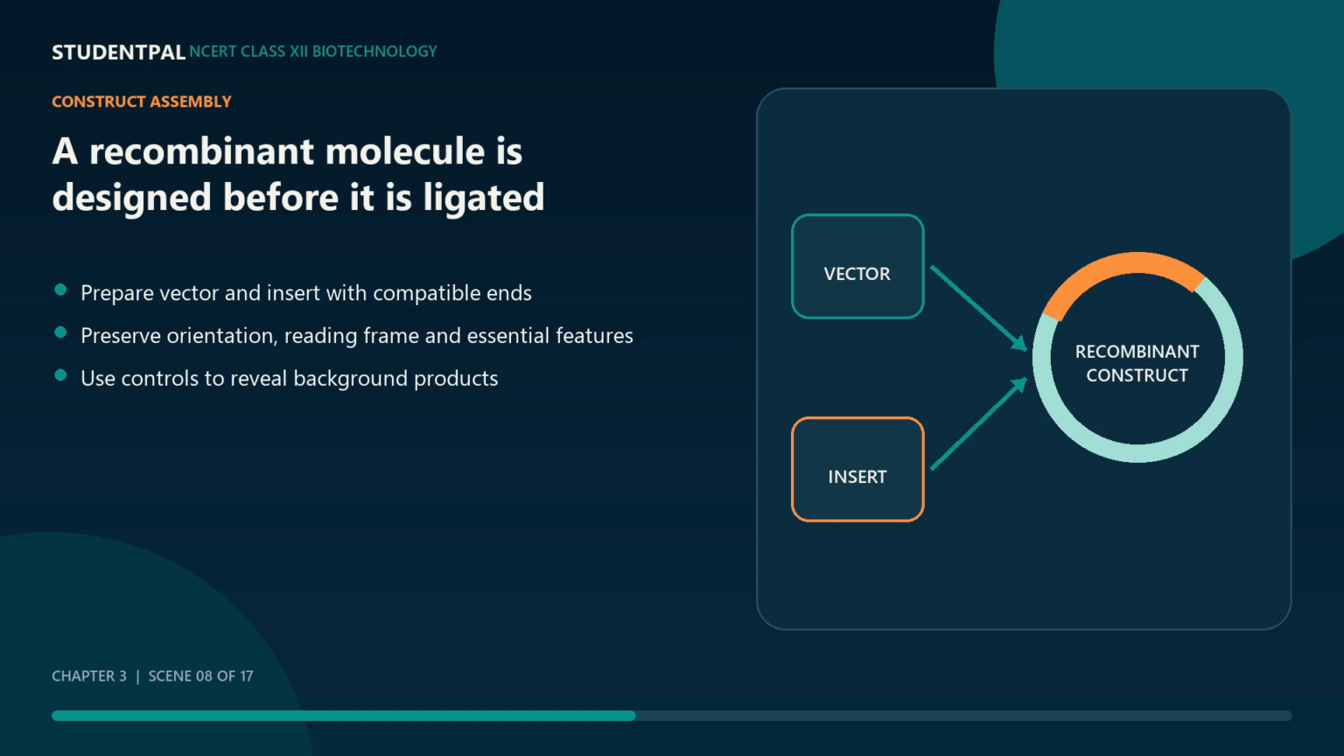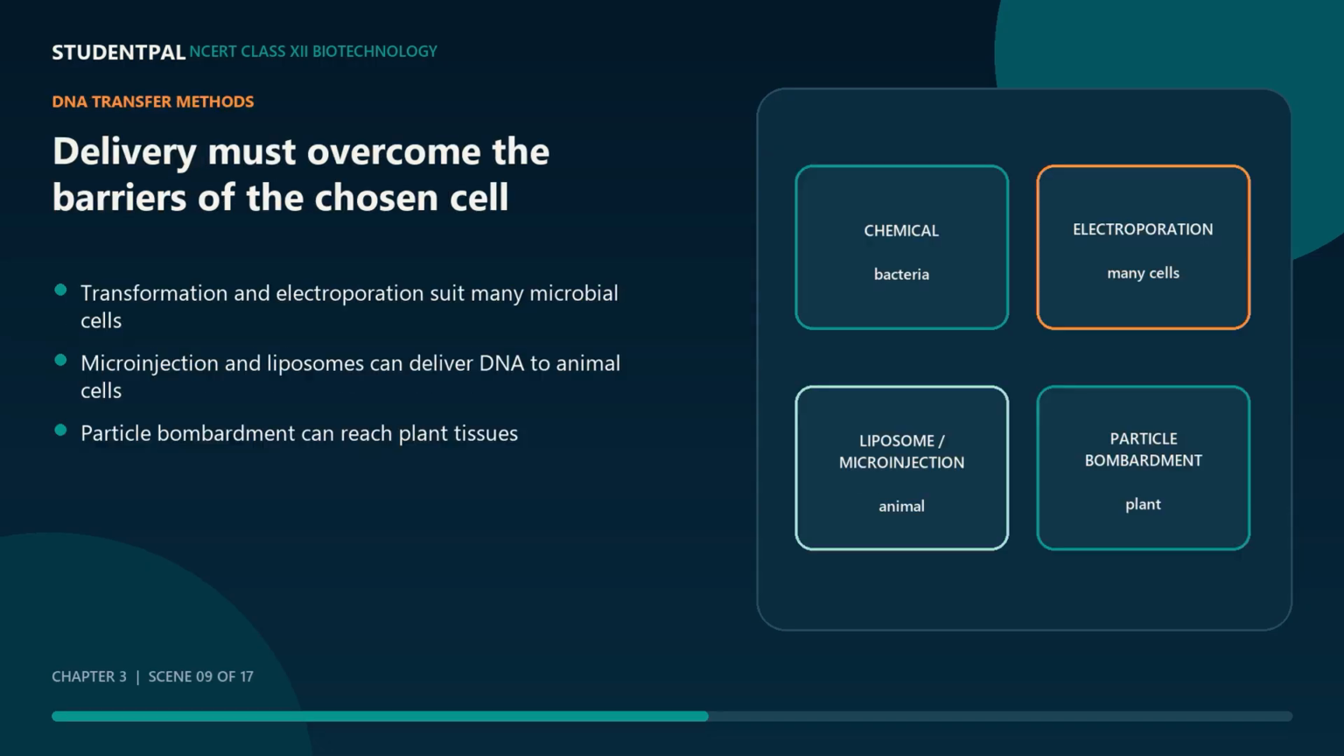Controls make the result interpretable. A vector-only ligation estimates background caused by self-closure. A no-ligase control can reveal uncut vector. After transformation, the number and type of colonies are observations, not proof of the desired construct. The design map predicts expected fragments and PCR products. Molecular tests establish which molecule was actually recovered.